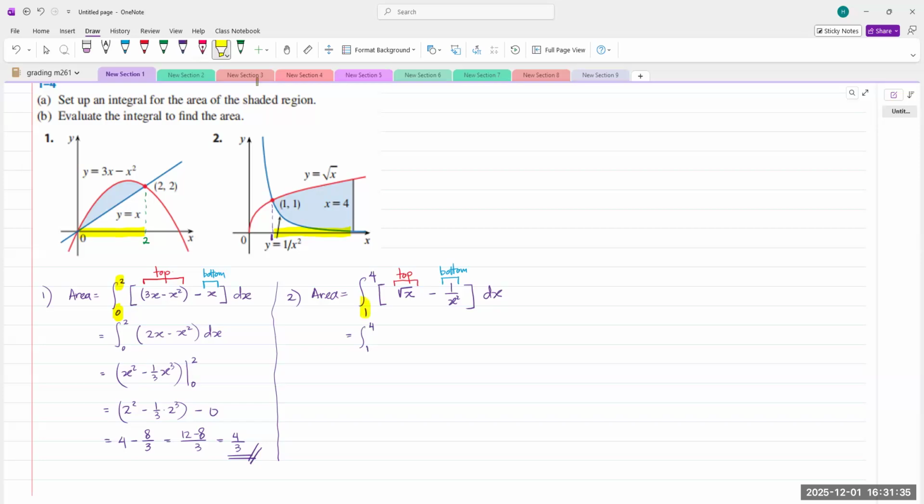Okay, we will rewrite that. Let me highlight this first. Integral from 1 to 4 of x to the 1/2 minus x to the -2. When we integrate, this will be 2 over 3 x to the power of 3/2 minus, it's actually plus, x to the -1, from 1 to 4. So we input 4 first, minus when x equals 1.